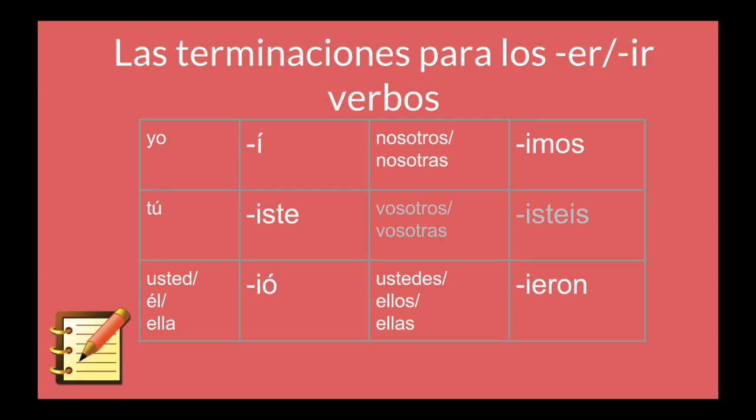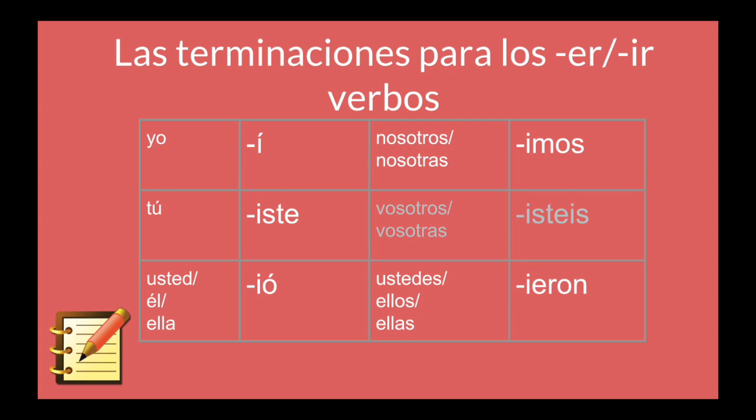Aquí hay las terminaciones para los ER, IR verbos, or the ER, IR verb endings. Yo goes with í, tú goes with iste, usted, él, ella go with ió, nosotros, nosotras go with imos. In Spain and South America, vosotros, vosotras go with isteis, and ellos, ellas, ustedes go with ieron.